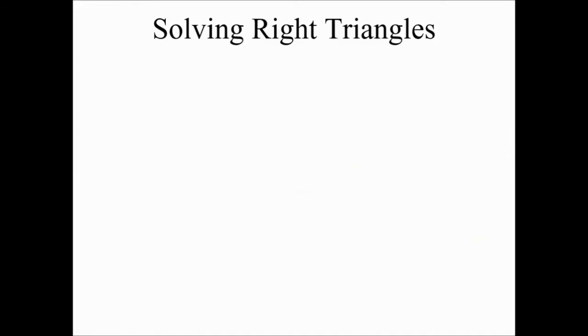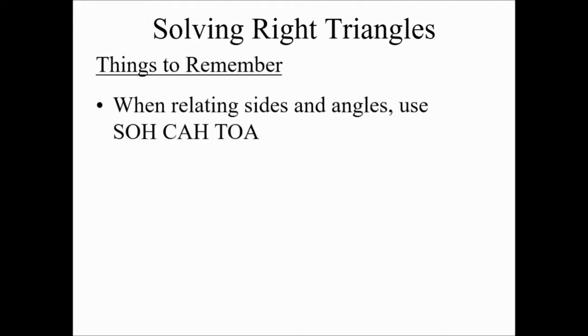Now, solving right triangles means don't just find one missing piece, but find every missing piece. Solving a right triangle means that by the time you're done, you're going to find every single angle and every single side length. So some things to remember. First of all, when you're trying to relate sides and angles, you're going to use SOHCAHTOA. In the last example, we had the sides, we wanted to find the angle. In the one before that, we had a side and an angle, we wanted to find another side. That's when we used sine, cosine, tangent.